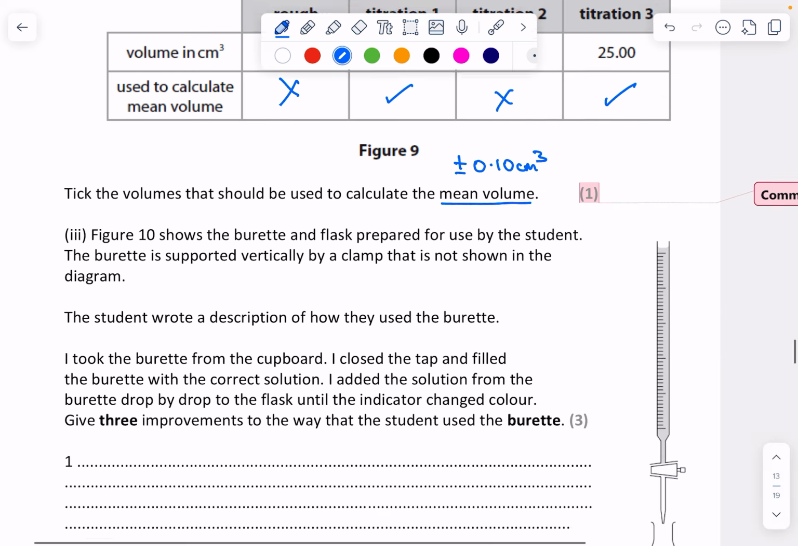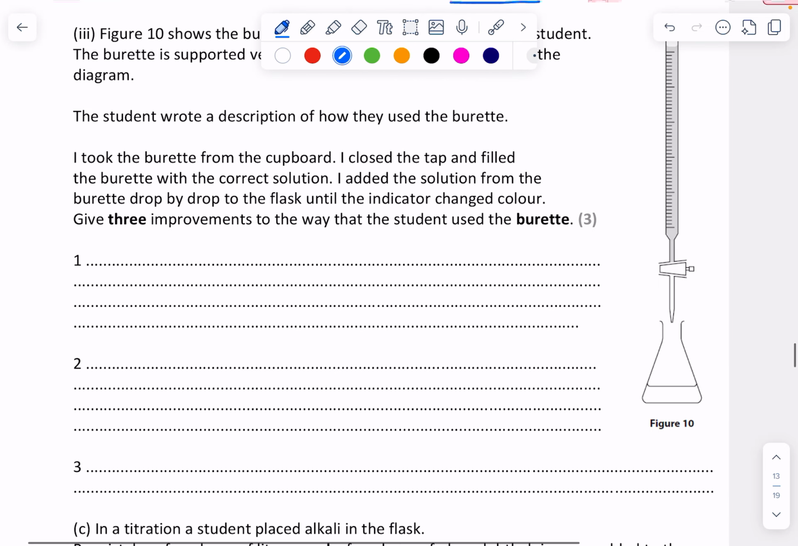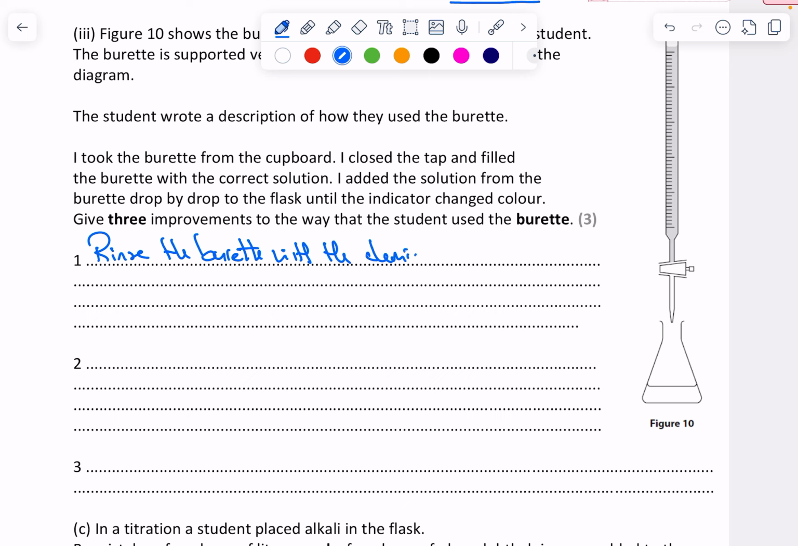Next question, we're given a method here, and it wants us to give 3 ways to improve the method for the titration. So the first one, the student hasn't talked about rinsing the burette with the chemical to be used. You always rinse it through, get rid of anything that shouldn't be there, and just get it ready to go.